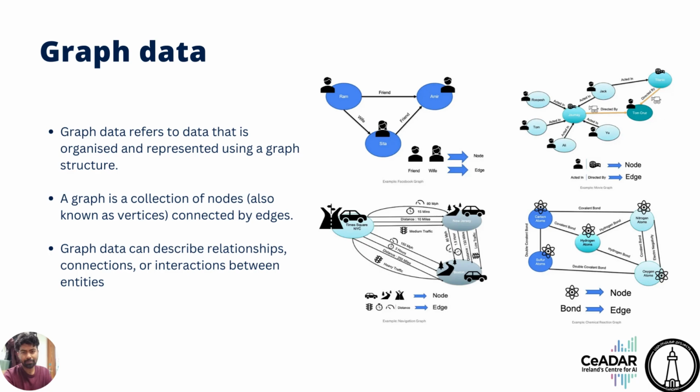Let's think of a social network like Facebook in our example, where each user, Ram, Amir, and Sita, is a node, and each connection between the users, such as a friendship or a wife, is an edge. Likewise, the further examples shown in our text here are movie graph data, transport navigation data, and chemical reactions data. These can be represented using graph data.